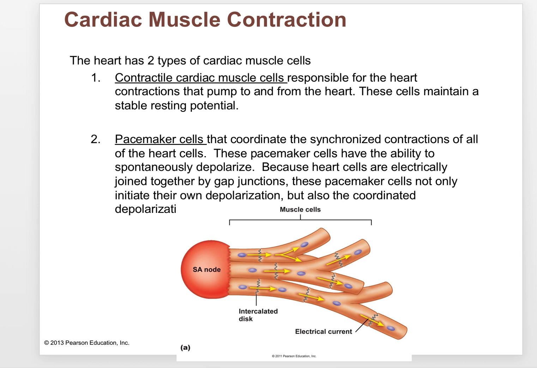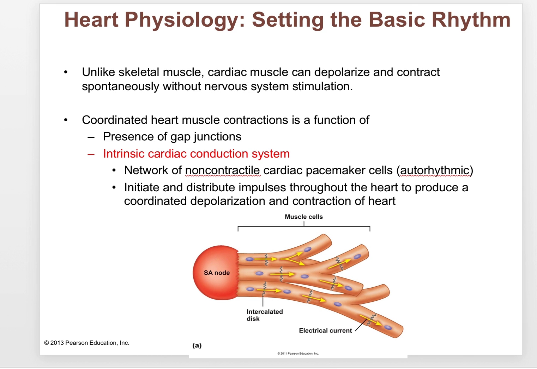These heart cells are electrically joined together by gap junctions, and these pacemaker cells connect not only to pacemaker cells but also connect to the cardiac contractile muscle cells, so that as a result of them all being connected together, these pacemaker cells can coordinate and initiate contraction of the entire heart muscle cell population. Unlike skeletal muscle, cardiac muscle can depolarize and contract spontaneously without a nervous system stimulation. The coordinated heart muscle contraction is a function of gap junctions and the intrinsic cardiac conduction system.